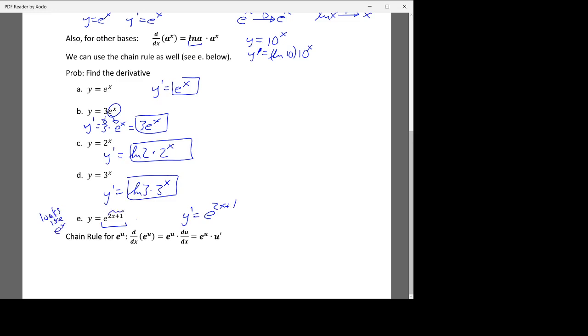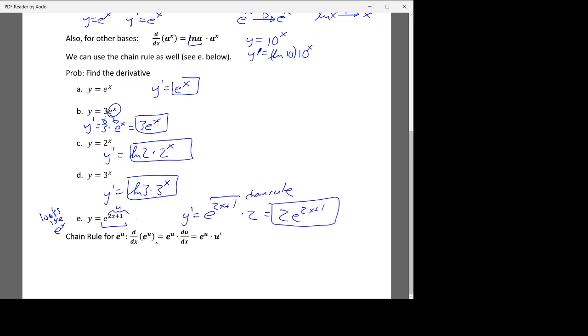But we really have kind of a u here. See the substitution you could do to make it e to the u? And that means it's a chain rule. So we do what we want, and then we take the derivative of the trash. And the derivative of 2x plus 1 is just 2. So we really just have 2e to the 2x plus 1.